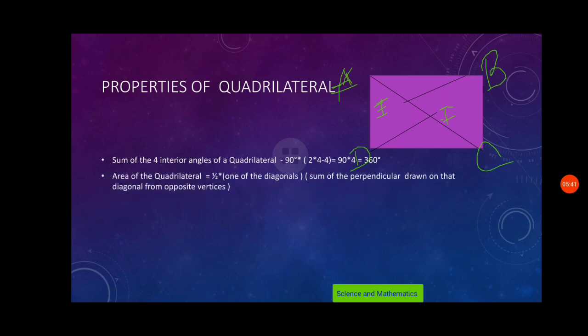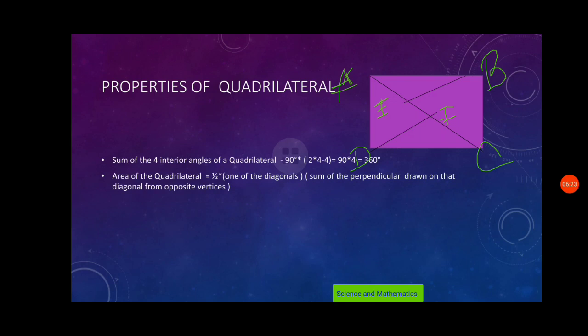Okay, now we all know that quadrilateral means four-sided. I hope you have understood this. Now our next property of quadrilateral is the formula for its area, which is half into... We can also make it simpler in some shapes like a rectangle, where we all know length into breadth. The basic formula for a quadrilateral is half into one of the diagonals into the sum of the perpendiculars drawn on that diagonal from the opposite vertices, right?